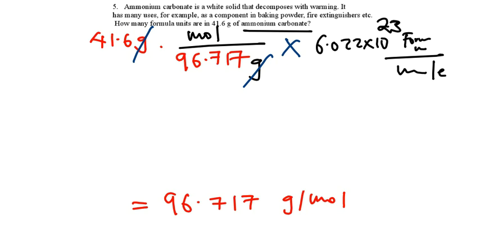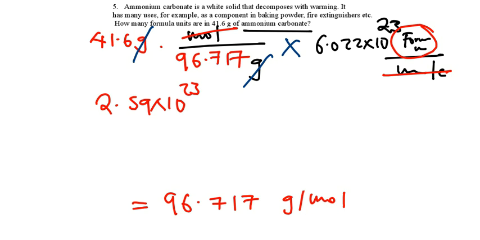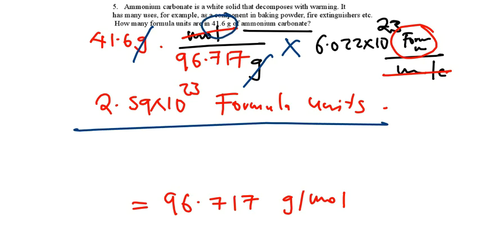So a mole will end up dividing again, and the ultimate units will be formula units. 41.6 divided by 96.717 gives us a number of moles of 0.43, multiplied by 6.022 times 10 to the power 23. The value I'm getting is something like 2.59 times 10 to the power 23 formula units. This is to 3 significant figures in respect to the value we're given in the question.